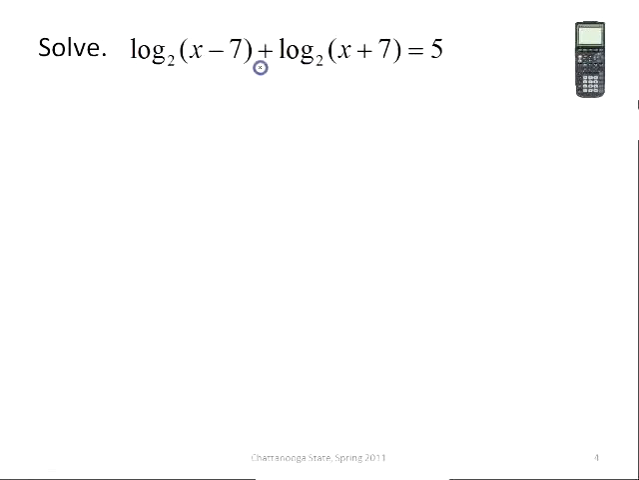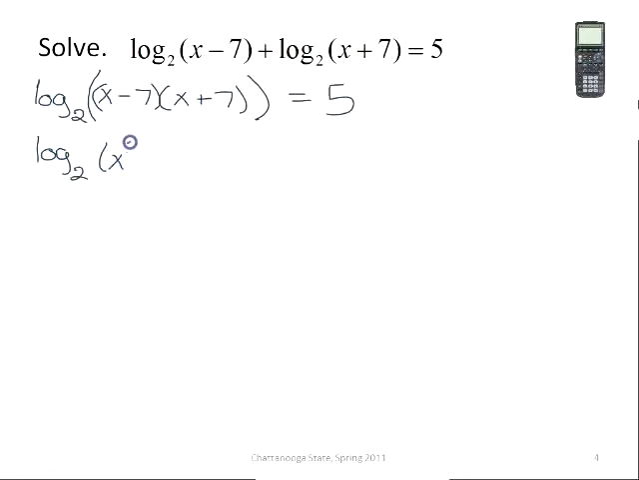This problem, I have logarithms on the first side of the equation, but not on the second side. So once again, I'm going to use my properties to combine these. This is an addition. So that means I can combine these 2 logarithms into the log base 2 of (x - 7)(x + 7).